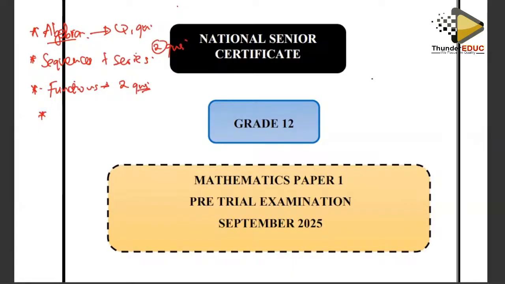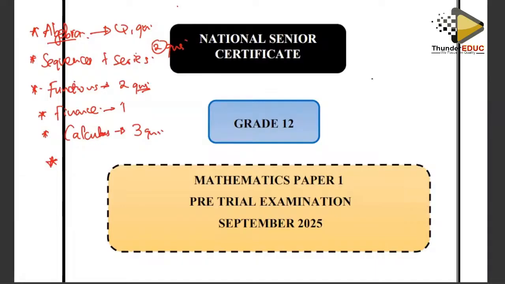Then from the functions, we have what we call the finance, and finance is usually 1 question. Then besides the finance, we have the next topic, which is the calculus. Calculus is also around about 2 to 3 questions, depending, because we have the optimization and all of that. So I'll just give it around about 3 questions, or 2 to 3.